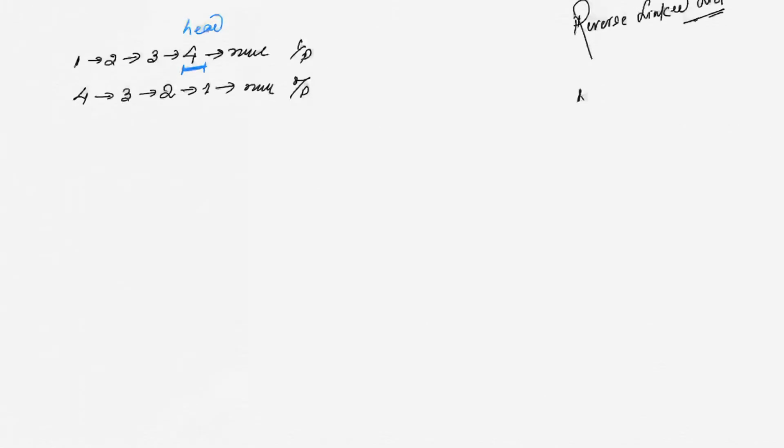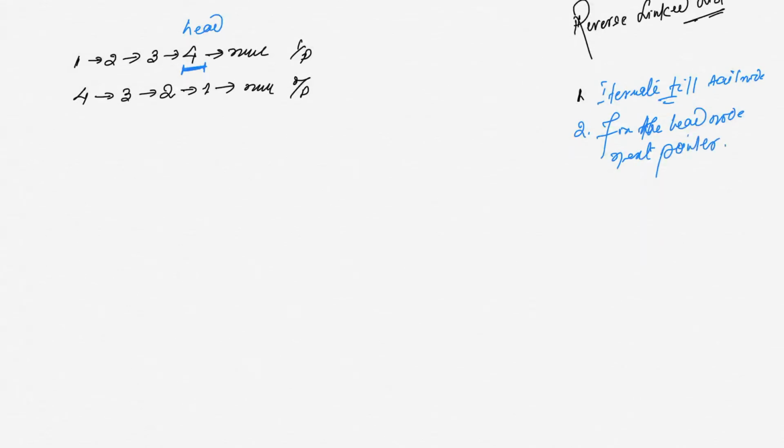Okay. So first, iterate till the tail node. Second, fix the head node's next pointer. The recursion is a little bit tricky.